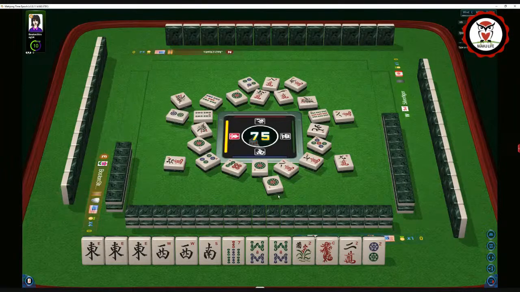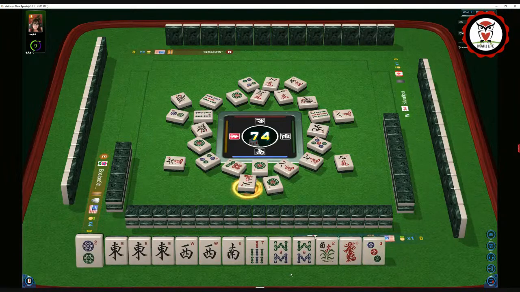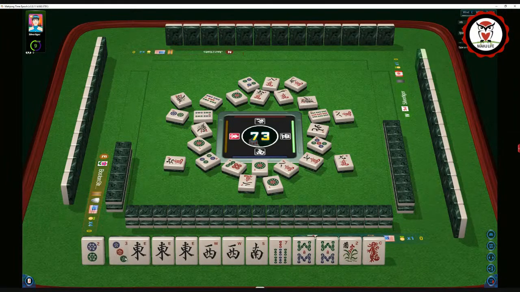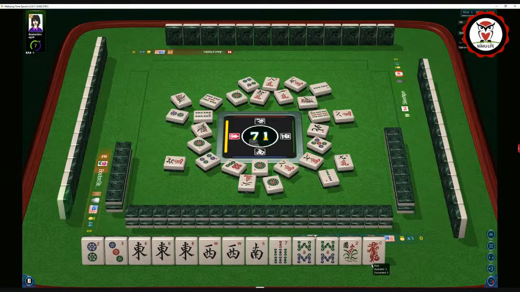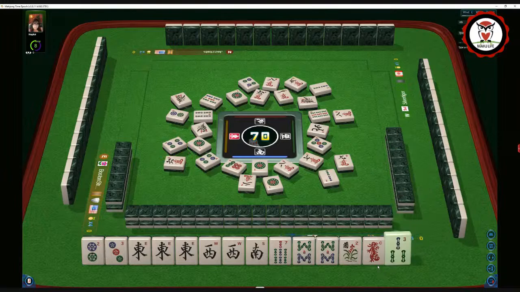2 dots. 2, 3. Okay, we're back to 2 potentially characters. East and west with the year. 2 bamboos. A 2 dot is out, so that's a weakness. A 9 dot. 4 bam is out. 3 bam we don't need. Let's let the dragon go. Red dragon.